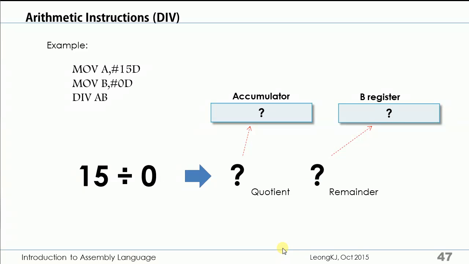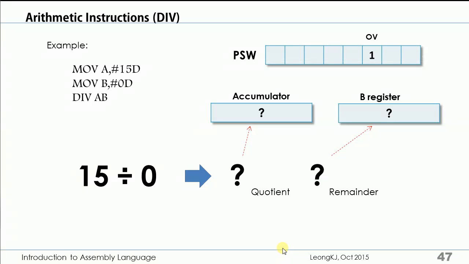What happens if the instructions are written to make a division by 0? The mathematical answer is infinity. Therefore, the contents in the accumulator and the B register are undefined. The overflow flag in the PSW is set to 1 to indicate this condition.